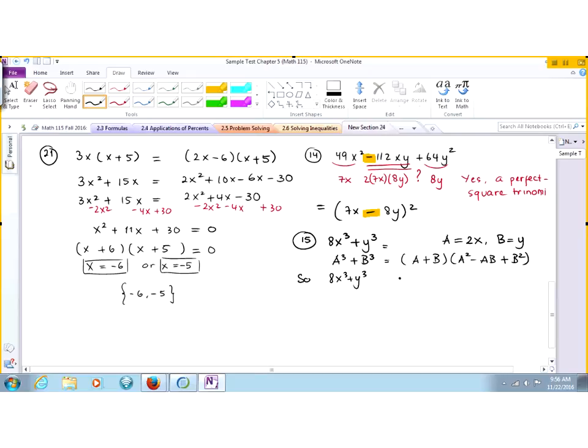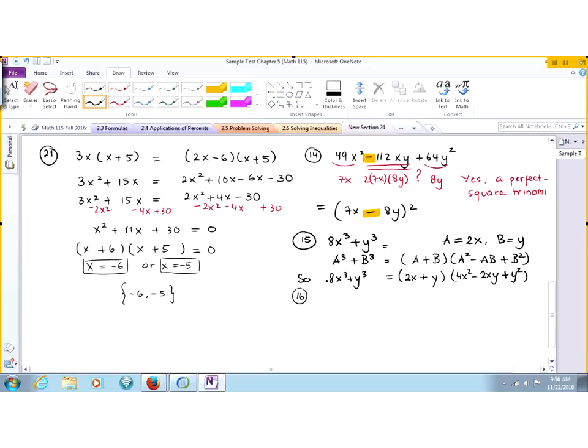8x cubed plus y cubed is equal to a plus b, which is 2x plus y, times a squared minus ab plus b squared, which is 4x squared minus 2xy plus y squared. Finish. Why is it 4? Because a squared is 2 squared x squared, so 4x squared. Okay.